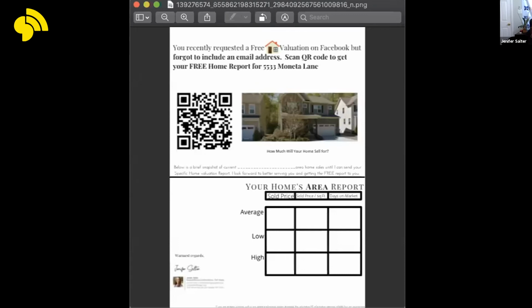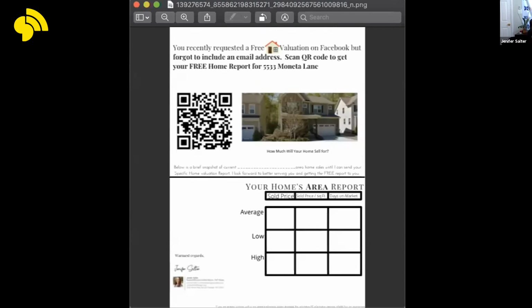And then what I do is, by their house, there's this QR code. Literally, if you hover over it, it brings them to the form. It's the link from your ad that's on StreetText. And then it says, below is a brief snapshot of current, and in that blank I put Magnolia Farms Homes, whatever the neighborhood is.